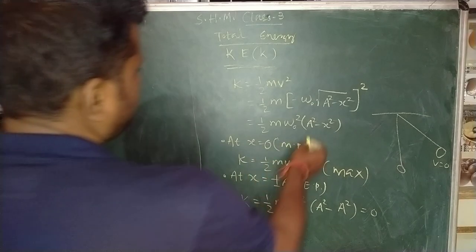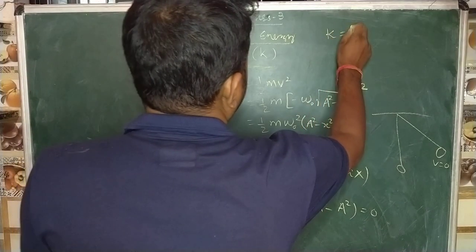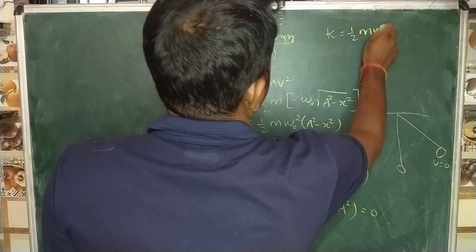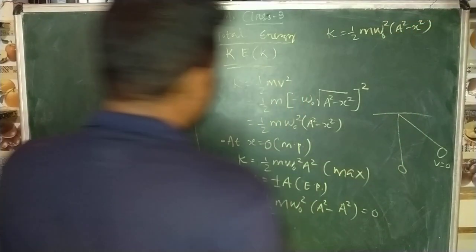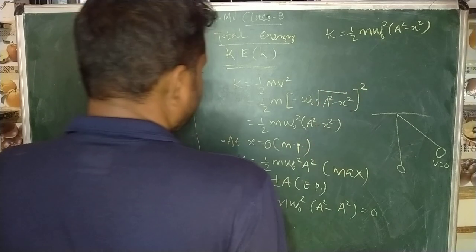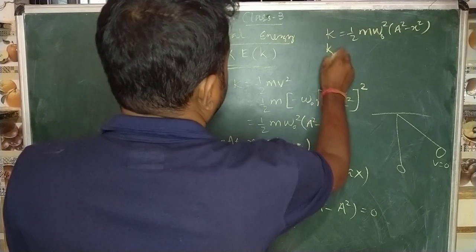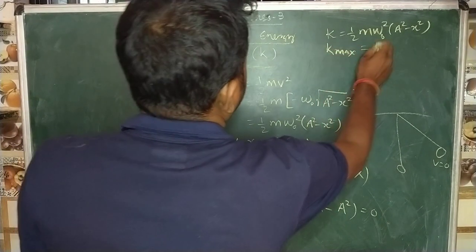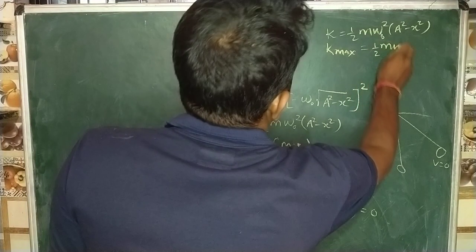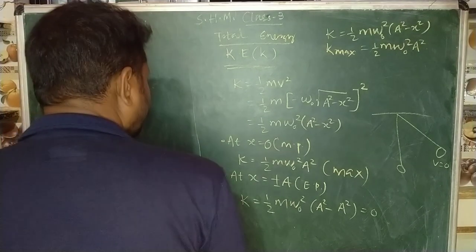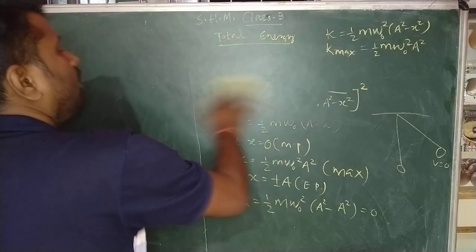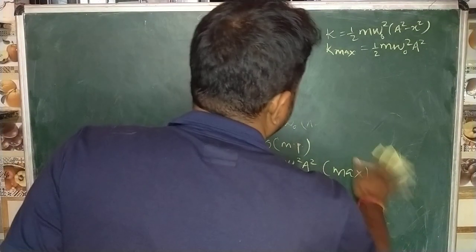You just remember these values. Kinetic energy value is half m omega naught square (a square minus x square). Kinetic energy maximum value, remember, kinetic energy maximum value is half m omega naught square a square. Don't forget this, it's very important. Now find potential energy.